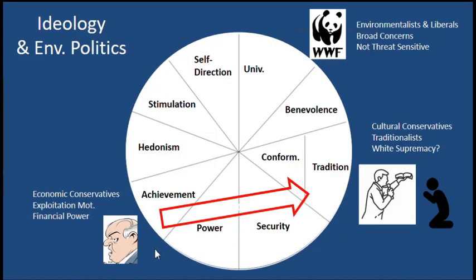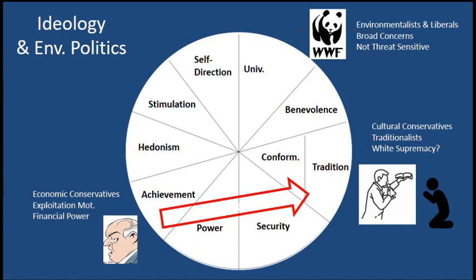Okay, so in other words, I'm just trying to give you a caricature, to be honest, of that position. But we think if you could locate it in the Schwartz value circle, it would be down here with status and power as the primary drivers. And this is that SDO, social dominance orientation, which aligns with economic conservatism, financial power, etc.